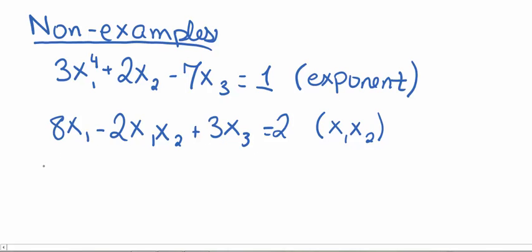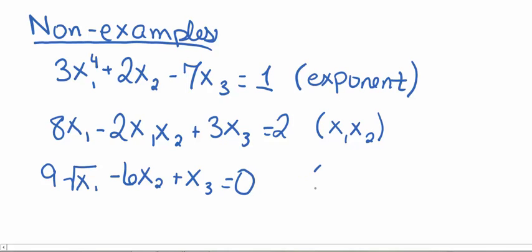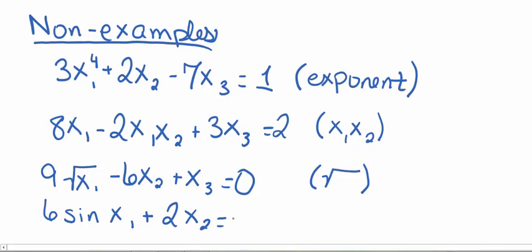A third example, 9 square root of x1 minus 6x2 plus x3 equal to 0. So this one is not linear because of that square root sign. And then one last example, 6 sine of x1 plus 2x2 equal to negative 5. And this one is not linear because I have a variable inside of this sine function.